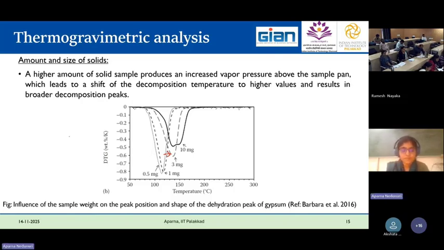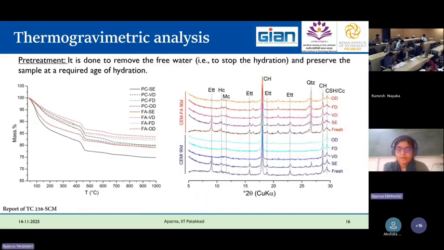Okay. The same is the case with size of the solid. If you have higher solids size, that would also affect the decomposition temperatures. And pre-treatment of sample will also affect the decomposition temperatures that we are seeing. Pre-treatment here we mean the hydration stoppage method that we have adopted to remove the free water from the sample. If we do that, we can stop the sample at a particular hydration age. Then we can start analyzing what different types of hydration products are formed, how much amount of each hydration product has formed, and various other things that we can analyze at that particular hydration age.